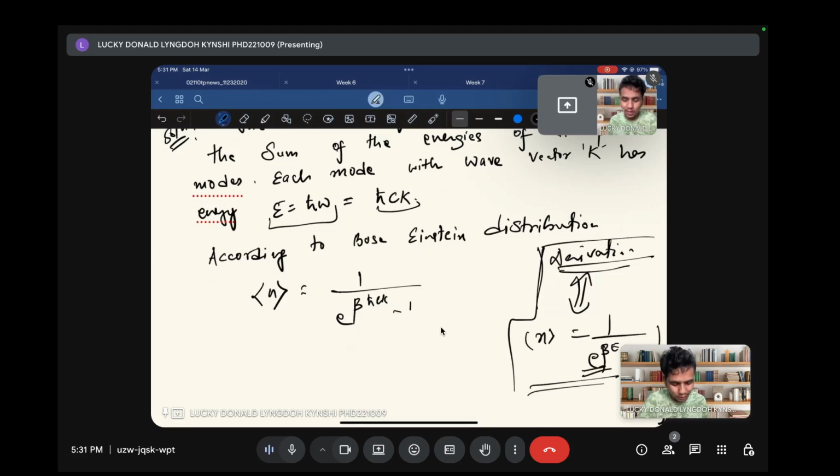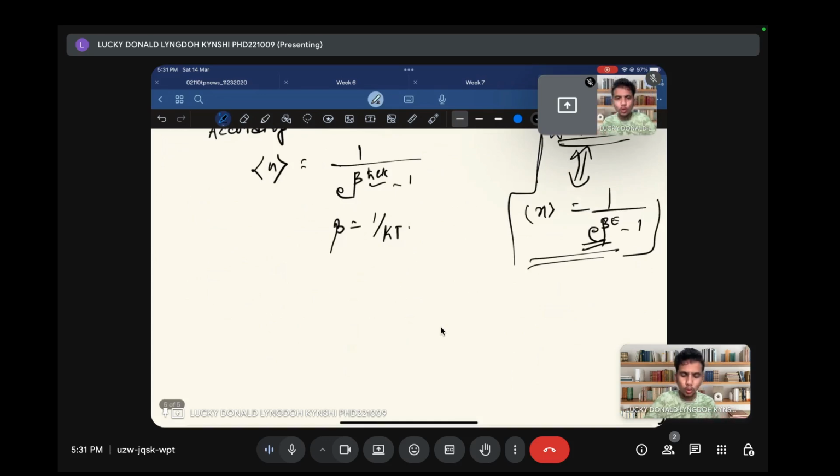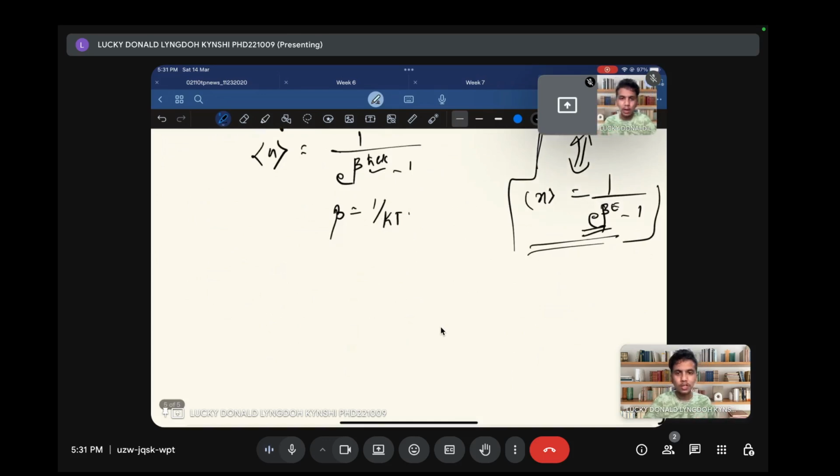But since in our case E is actually h cross c k, you can substitute it, where beta is 1 divided by kT. In the last class we have already seen that beta is a representation of the inverse of temperature, 1 by kT. So now you know the average number of particles.